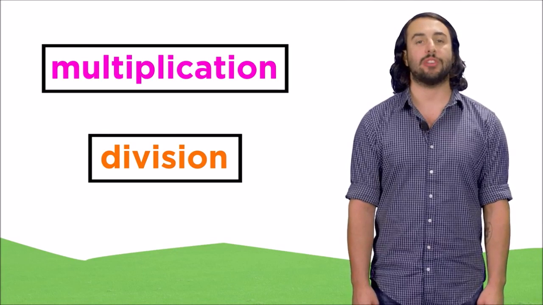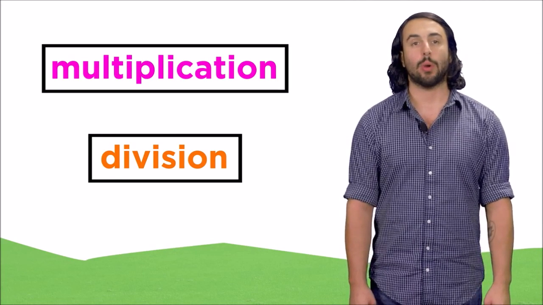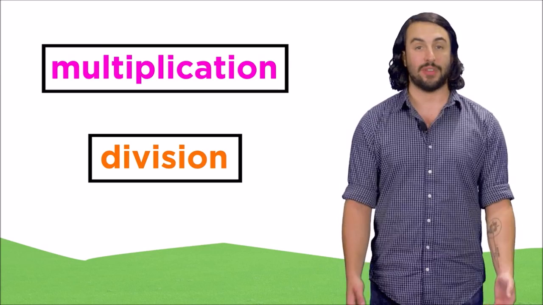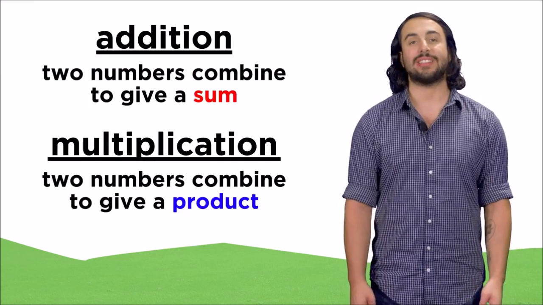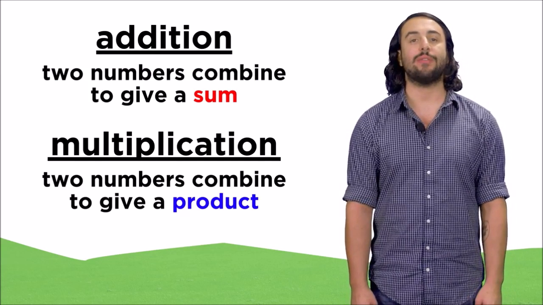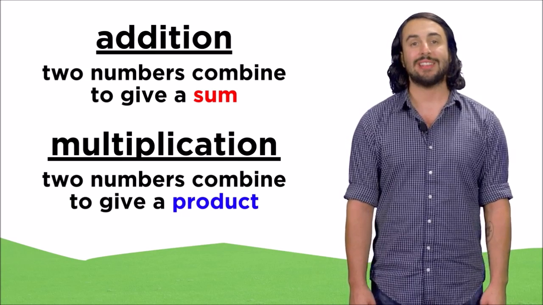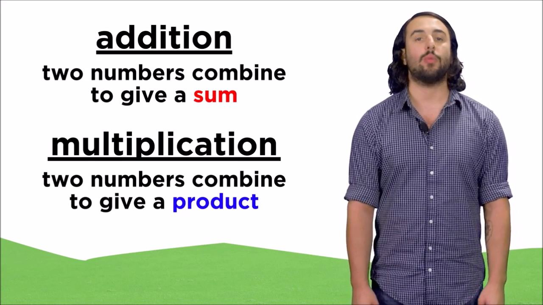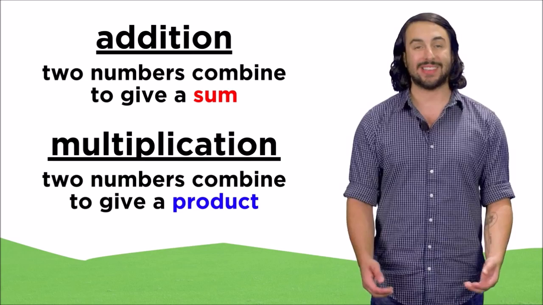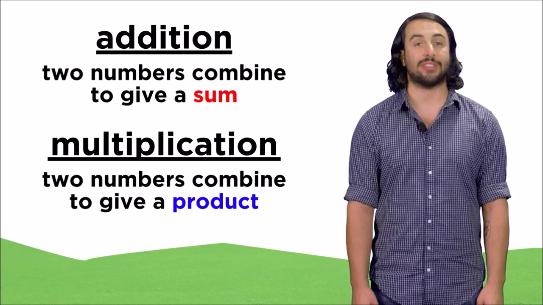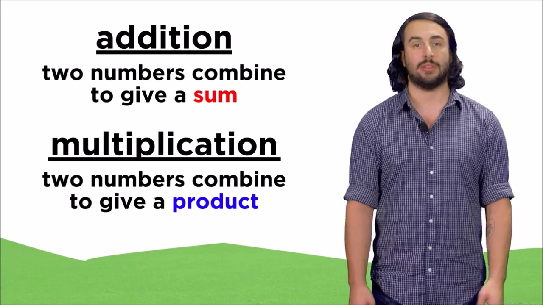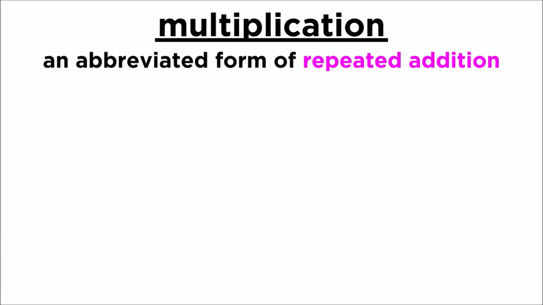The next operations that followed soon after were multiplication and division. Multiplication is similar to addition in that it involves the combination of two numbers to get a single number. But with multiplication, this number is not a sum. It is something else, which we can call a product.